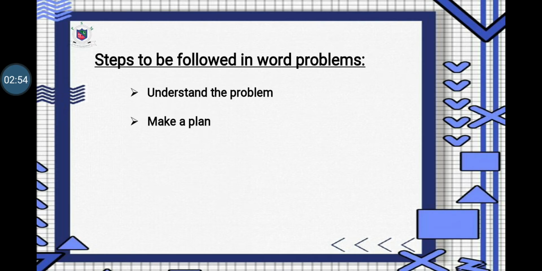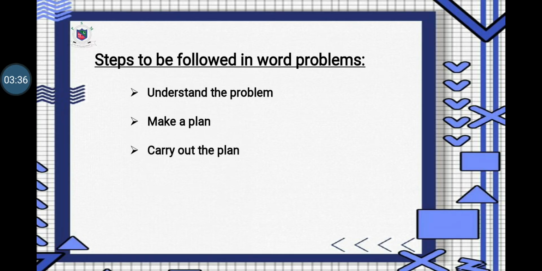The second step is to make a plan. To make a plan means that after reading and understanding the word problem, we have to decide which mathematical operation we have to apply to solve it. Because we have different keywords for different mathematical operations, we have to find them and make a plan according to that.